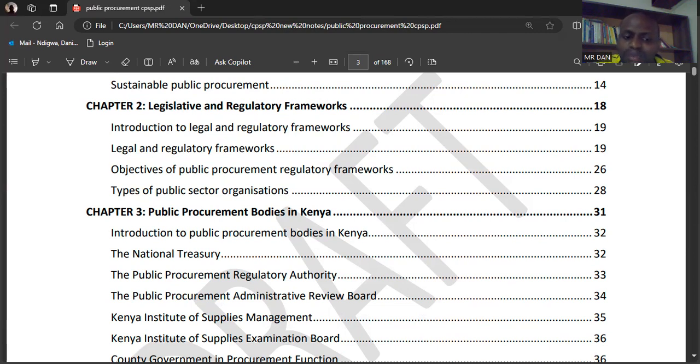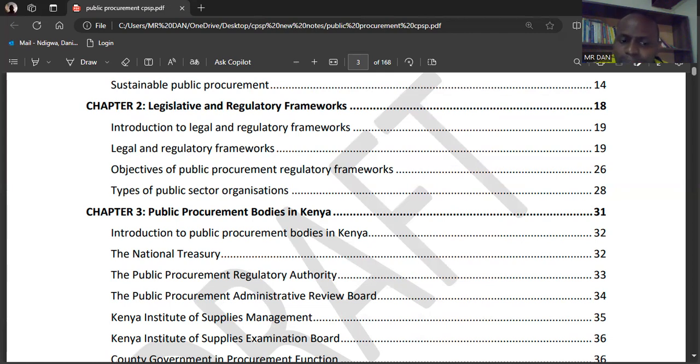Then we also have the Public Procurement Regulatory Authority. And this is a body corporate, and their work basically is to look at the implementation of the policies that have been made. So once the National Treasury comes up with a policy, the work of the Public Procurement Regulatory Authority is to ensure that they implement that.